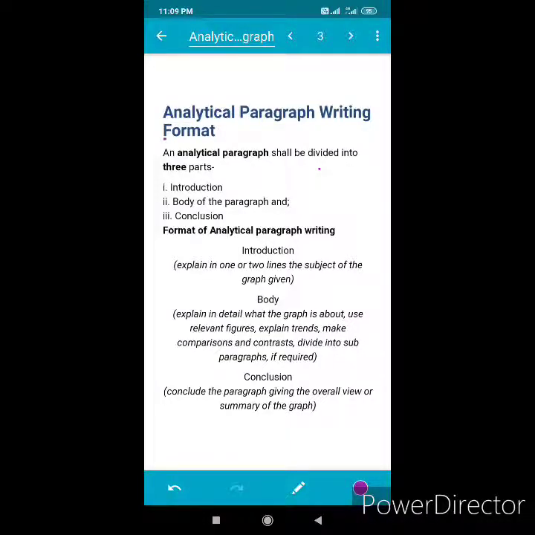Children, here is the format of analytical paragraph writing. An analytical paragraph shall be divided into 3 parts. How many parts? 3. Very good. First is introduction, second is the body of the paragraph, and third is conclusion. First we move to introduction. You have to explain in 1 or 2 lines the subject of the graph, chart, table, data given. It can be any.